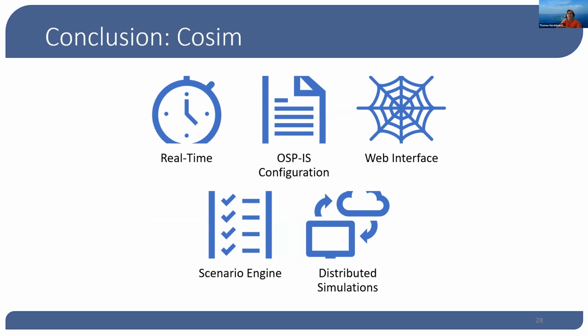Here are some of the essential functionalities of Cosim that I had to use. The real-time synchronization functionality in order to talk to a real-time control system. The OSP-IS configuration gave me the benefits of the previous slide. The web interface demonstrated by Levi enabled me to plot data, and the scenario engine, as was demonstrated. And you can also run distributed simulations with Cosim, which is essential when communicating between different control systems and platforms.